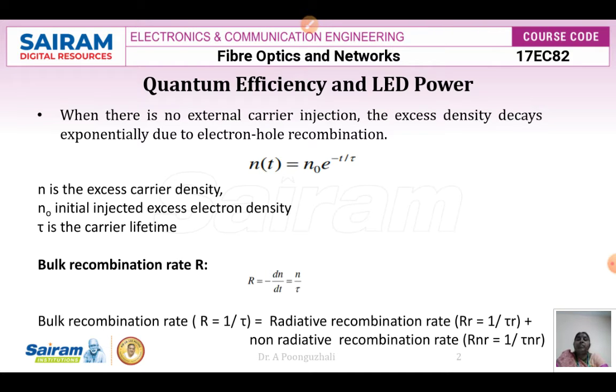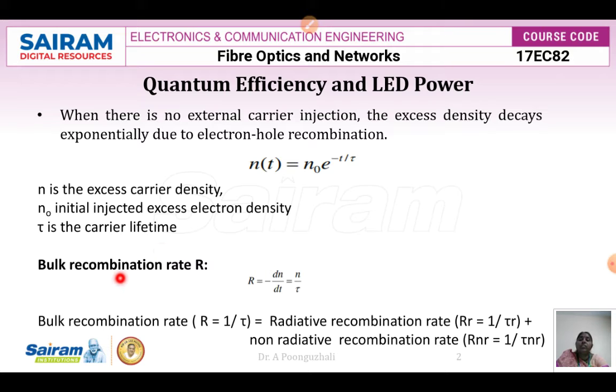So here first we will see that when there is going to be no external carrier injection, then the excess density, that is the electrons that are going to be present, is going to decay exponentially due to the electron hole recombination. So here we can write it as n of t is equal to n naught into e power minus t by tau, where n is the excess carrier density, n naught is the initial injected excess electron density and tau is the carrier lifetime there.